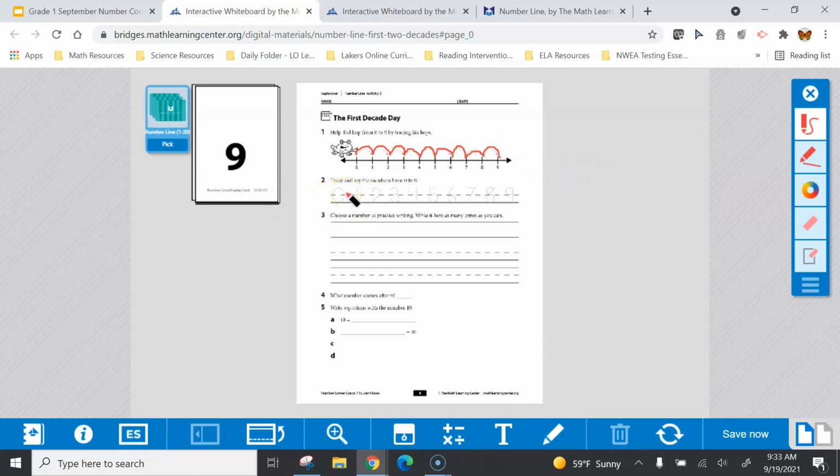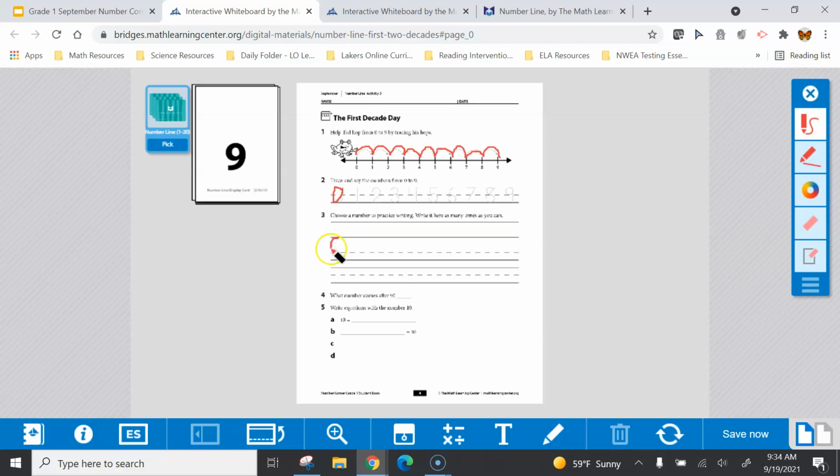Here's what I'd like you to do now. In your book on page 4, trace over each number that you see on this line. Trace over each number. After you have finished tracing over each number, your job is to do one thing. You can write all of the numbers that you see on this line, or you can pick one number that you really want to practice your handwriting with. I'm going to pick the number 0.